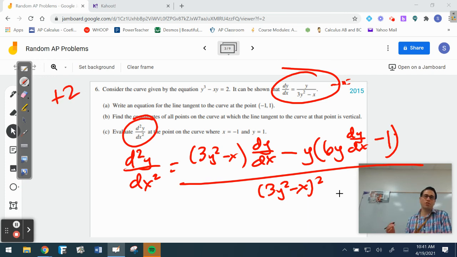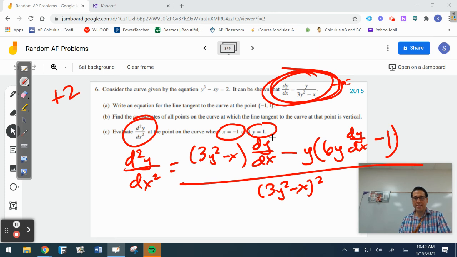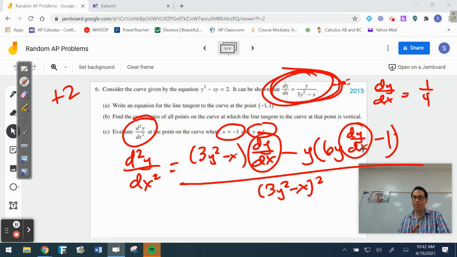And then to get the other 2 points, they're asking me to plug a -1 in for x and a 1 in for y. Since they're asking me to do that and I know what dy/dx is, didn't we already do that? We already did that in part 1, and we got 1/4, if I plug the 1 in for y and a -1 in for x. So now I just have to plug and chug everything.